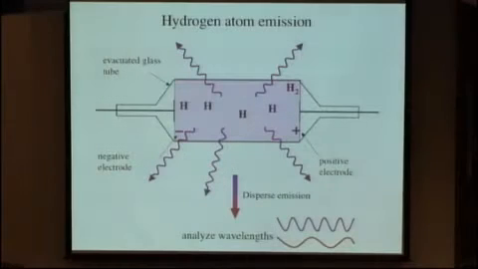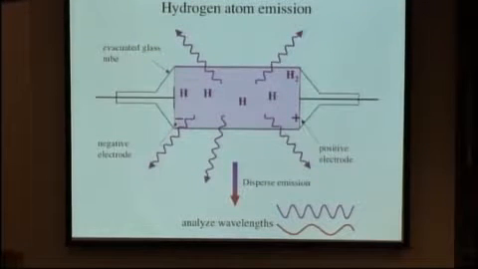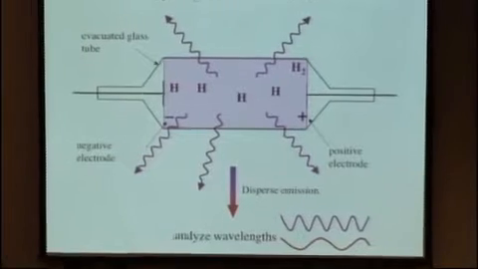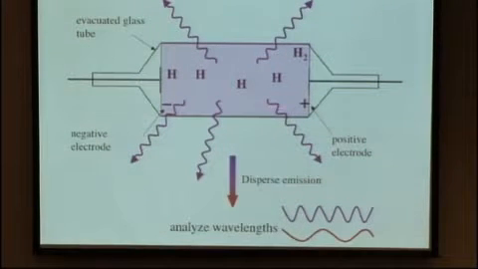So we'll take H2 and we'll have H2 filled in an evacuated glass tube. When we increase the potential between the 2 electrodes that we have in the tube, we actually split the H2 into the individual hydrogen atoms. And not only do that, but also excite the atoms.